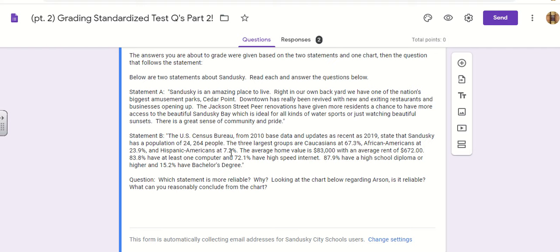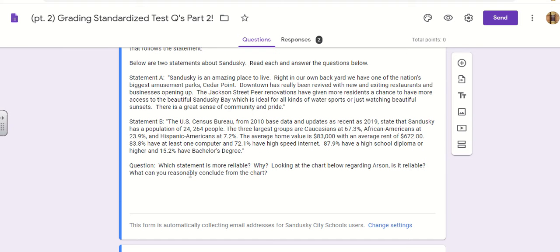You've got to know the difference between what can be proven and verified. That is reliable. If it's just an opinion, you may share it. You may agree as well, but it's not reliable or valid. So which statement is more reliable? Absolutely statement B. Why? It has verifiable facts.